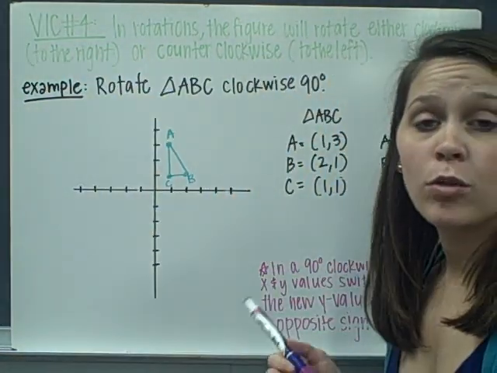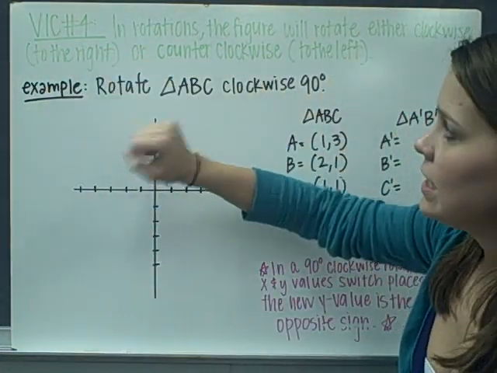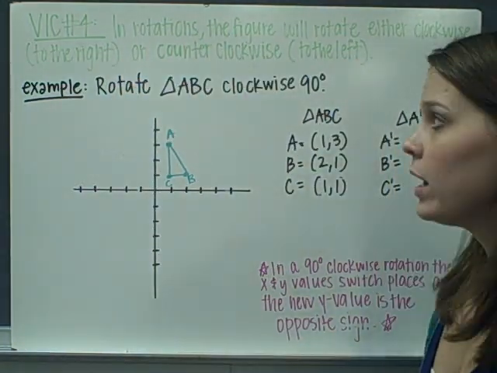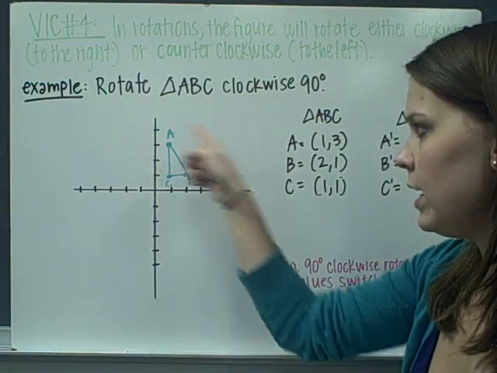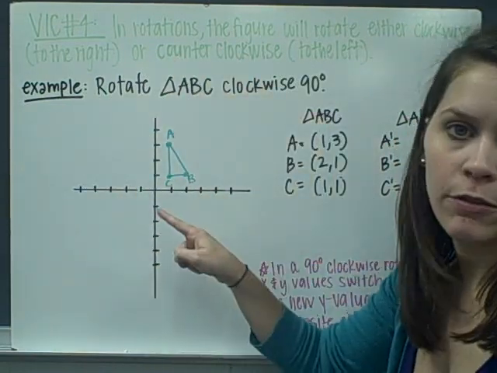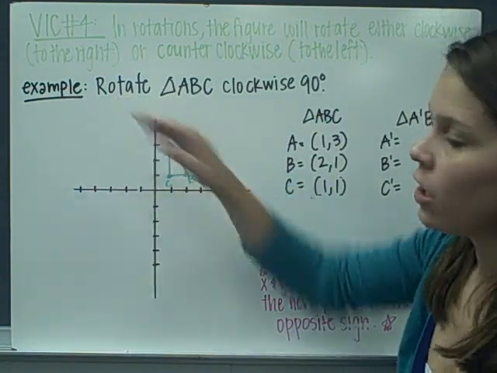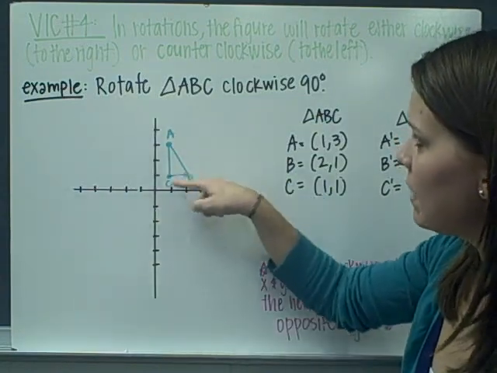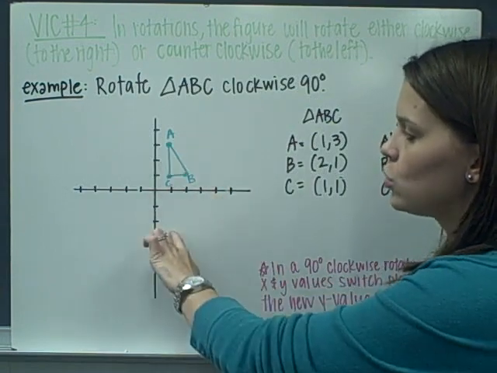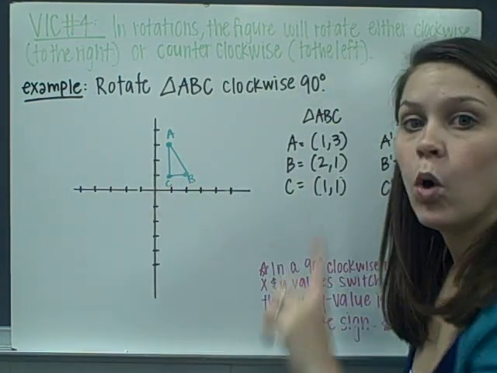So now look at rotations. Number 4 says, in rotations, the figure will either rotate clockwise, which means it rotates to the right, or counterclockwise, which means it rotates to the left. So here, in our example, we're going to rotate triangle ABC clockwise 90 degrees. So we're going to rotate it to the right 1 quadrant.